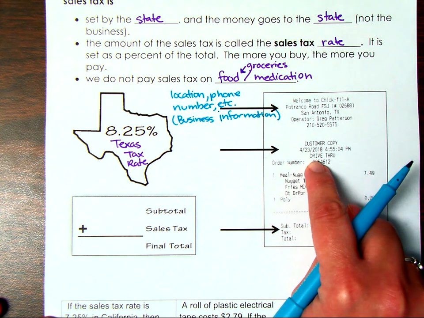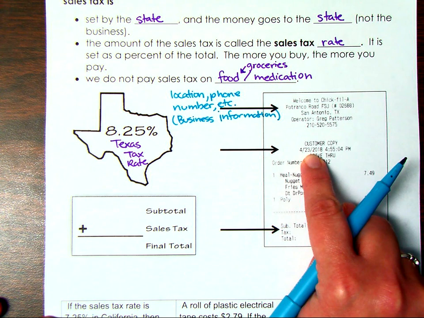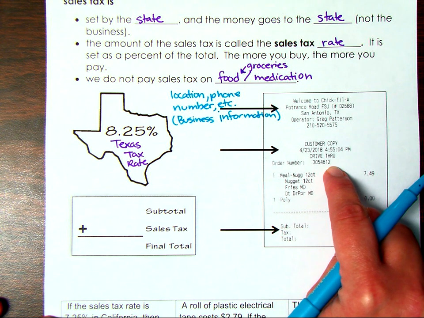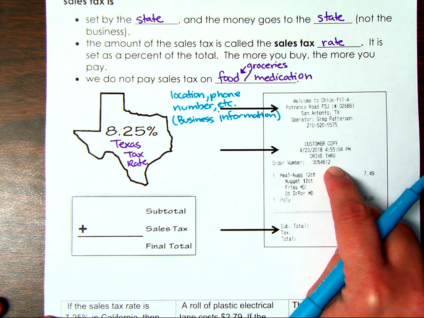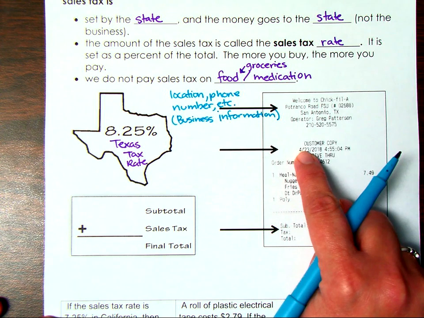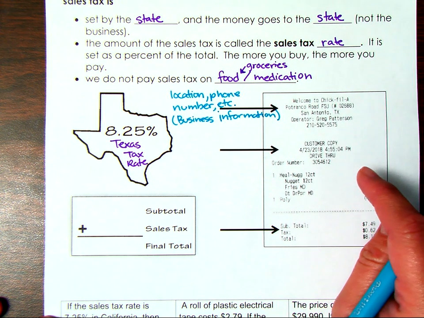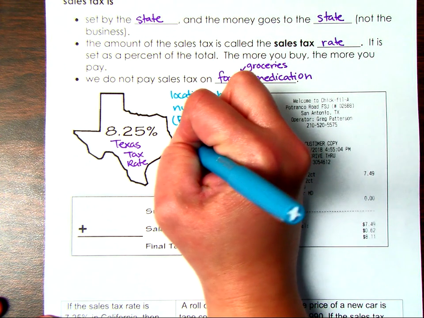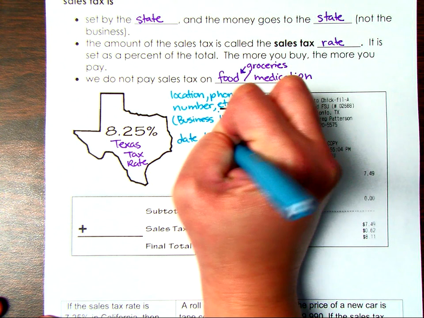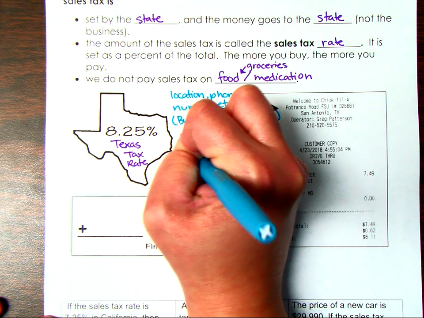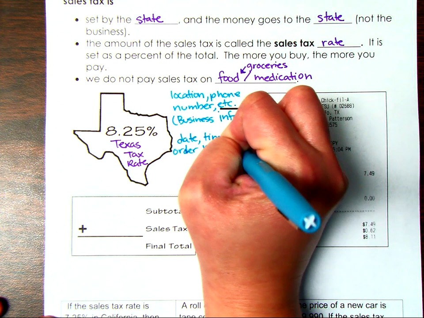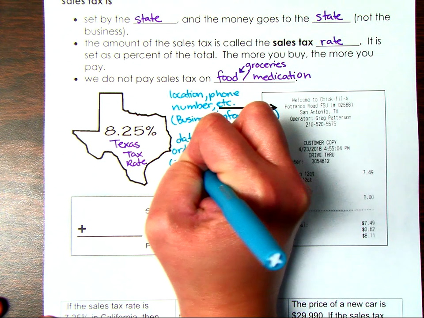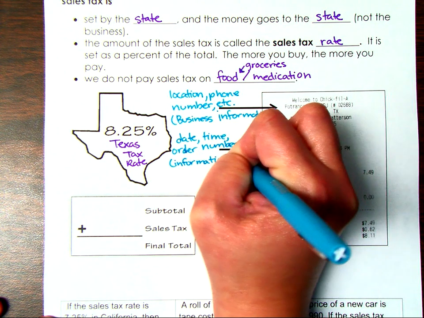Well, next we have where it says customer copy. You can see we have the date, the time, and other information such as the order number, because they see a lot of different things going on. So if you just say, I went on April 23rd and this is what happened, they need to be able to go to that order number and see specifically who you dealt with, anything like that. So right here we can say date, time, order number, etc. Basically, the information on the purchase.